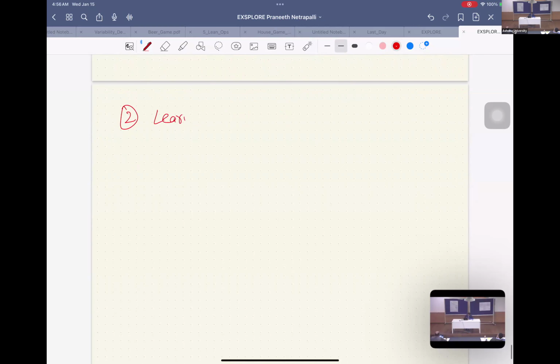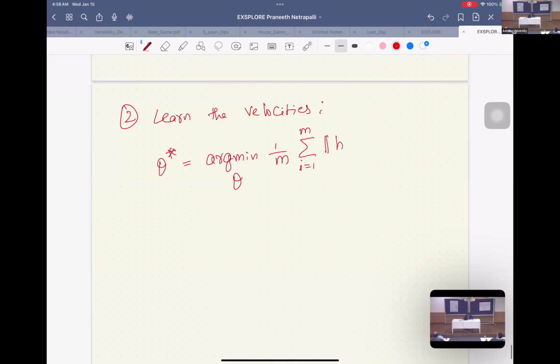Then we learn the velocities. This is the data-driven component. So theta star is equal to argmin over theta of 1 over m, summation i equal to 1 to m, norm of h theta of t, xti minus xt dot.